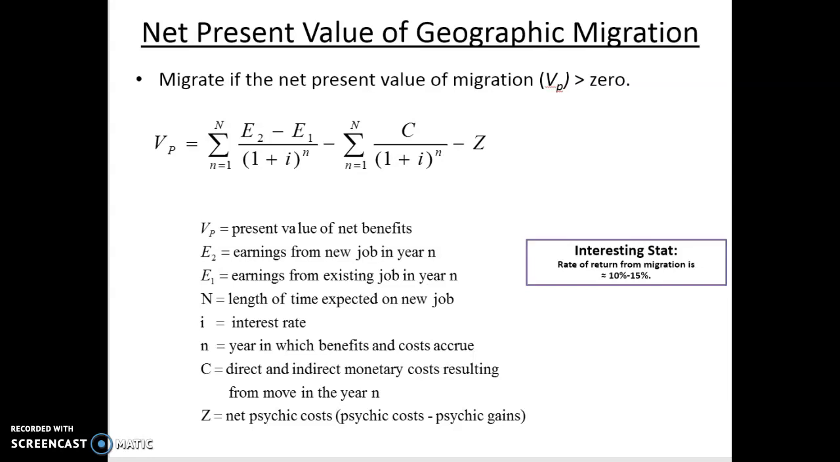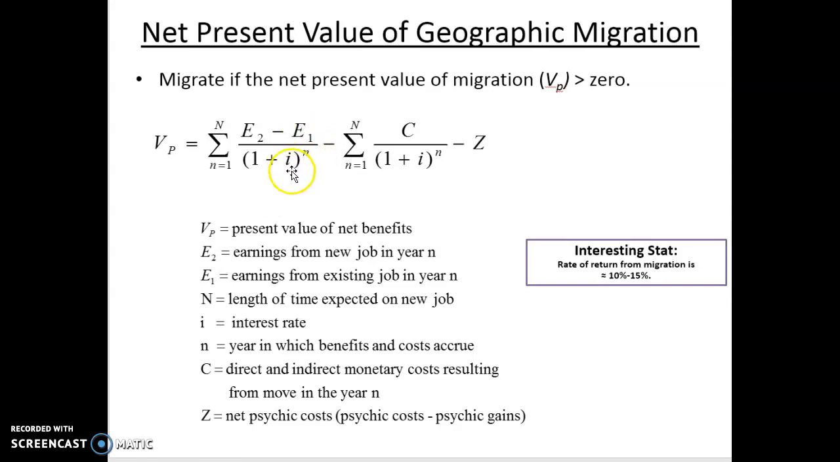So we're going to use the net present value computation. This may look a little bit different than what we did in Chapter 4, but it's actually quite similar. This part of the net present value computation is the incremental earnings. You'll notice E2 minus E1, earnings from the new job minus earnings from the existing job. So let's say you make 60,000 if you move to Phoenix, and you'd make 50,000 if you stay in San Diego. Well, 60 minus 50 is 10,000. That would be the incremental earnings, and you would get that for each year that you're in Phoenix. Let's say you're going to be there for 10 years. Well, N would be 10.